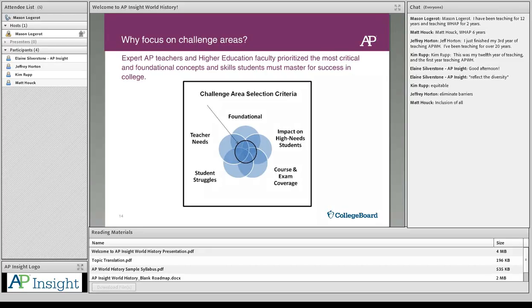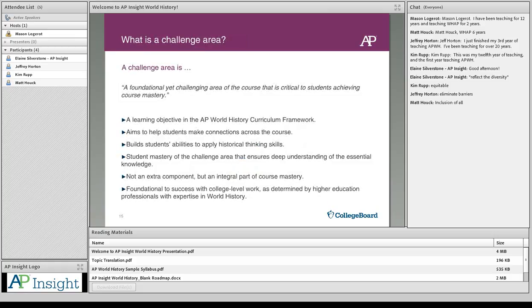The other thing that you need to know about challenge areas, like I mentioned earlier, is that this was a data-driven approach to figure out what these challenge areas are. The College Board looked at results from AP history tests. They surveyed teachers across the country to come up with these challenge areas. Take a minute to read over this slide to see exactly what a challenge area is.